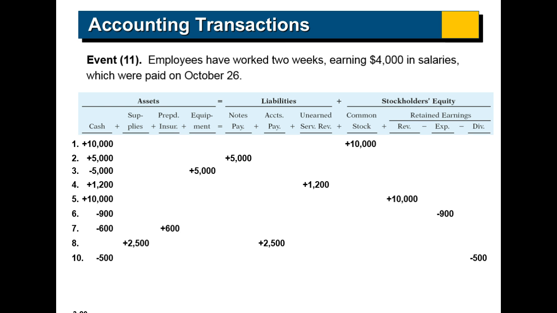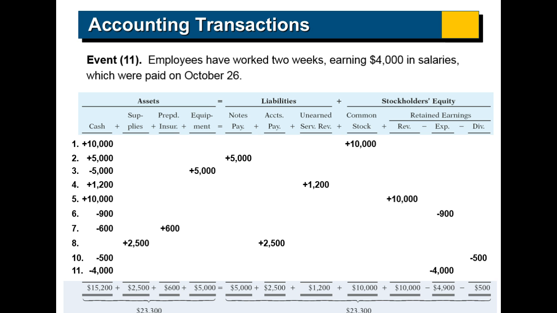Employees have worked 2 weeks, earning $4,000 in salaries, which were paid on October 26th. What's going to happen there, guys? Cash is going down, and what else is going to go down? Equity, or an expense, which is ultimately stockholders' equity is going to go down. Is that making sense, guys? Next one. Oh, we're done. So what are we going to do now? Let's look at what we're going to do.